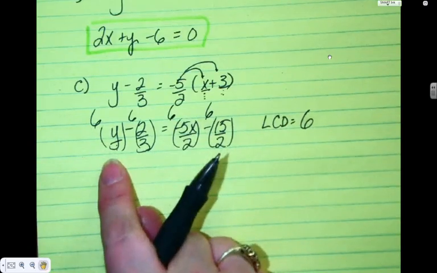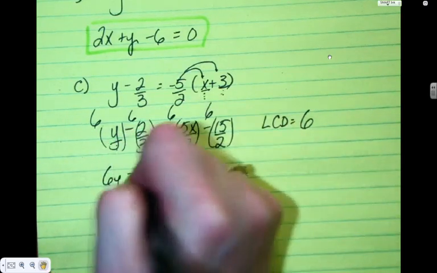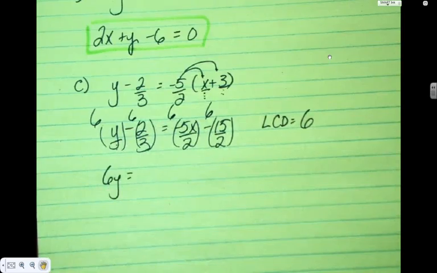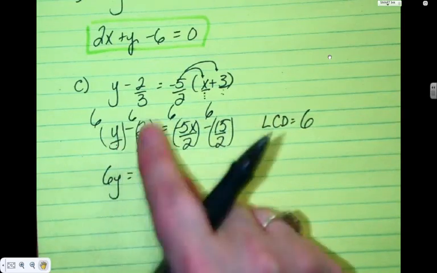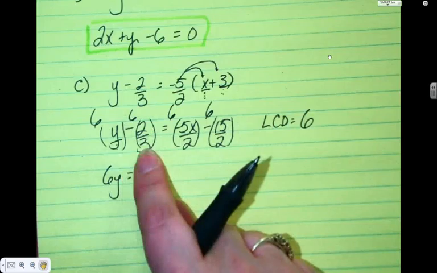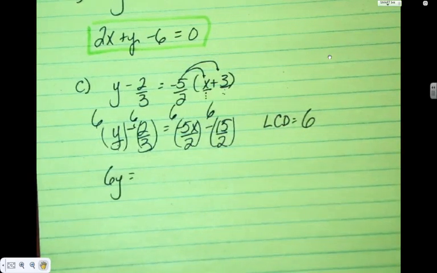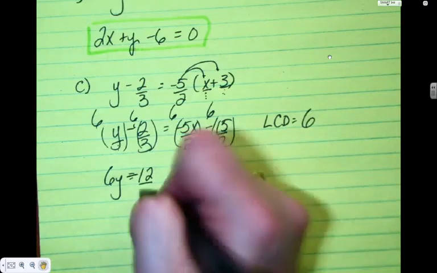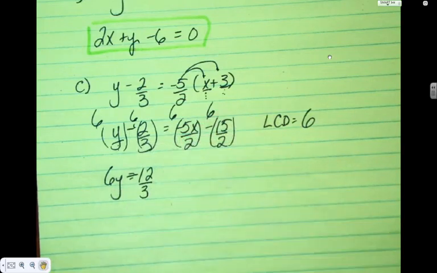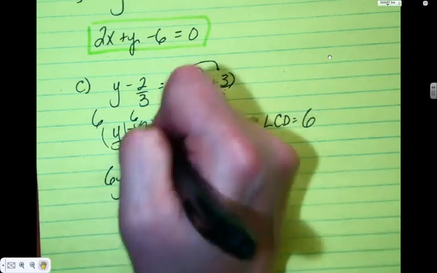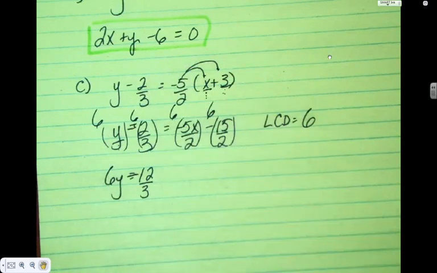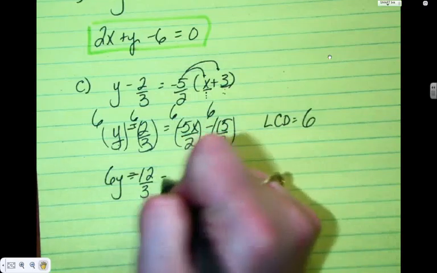6 times y is the easy one, 6y. Here's what's going to happen and what you're going to do wrong, is people go 6 times negative 2 and 6 times 3. It's a 1 on the bottom. Okay? So the top is negative 2 times 6 is negative 12. And on the bottom, it's just 3, because 3 times 1 is 3. And I'm going to reduce that fraction in a second.